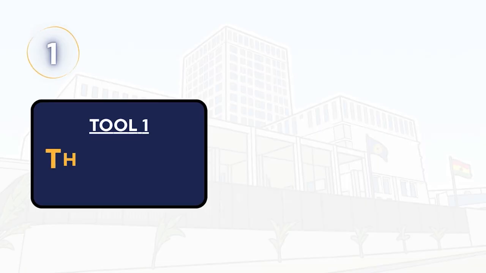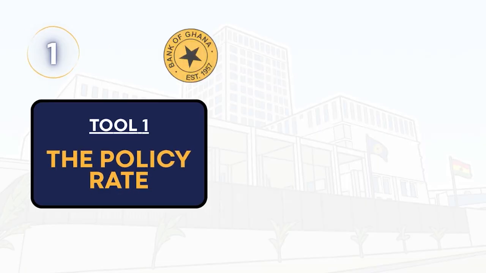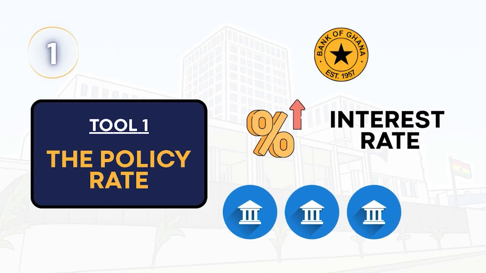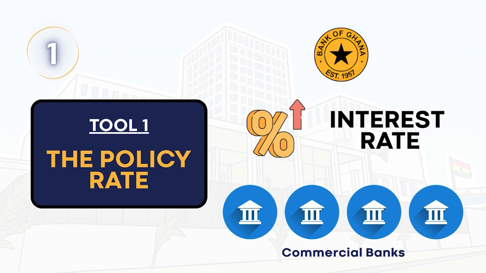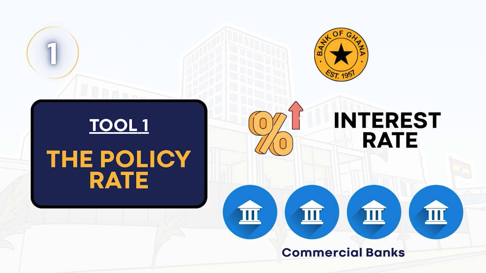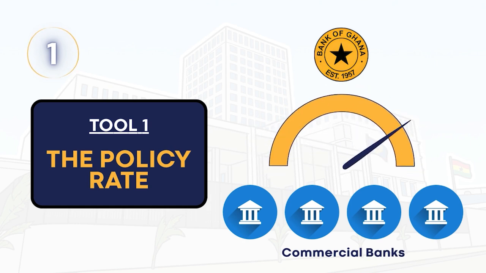The first tool is the policy rate. This is the interest rate that the central bank charges when it lends money to commercial banks. Think of it as the starting point, the reference rate from which the entire financial system takes its signal.